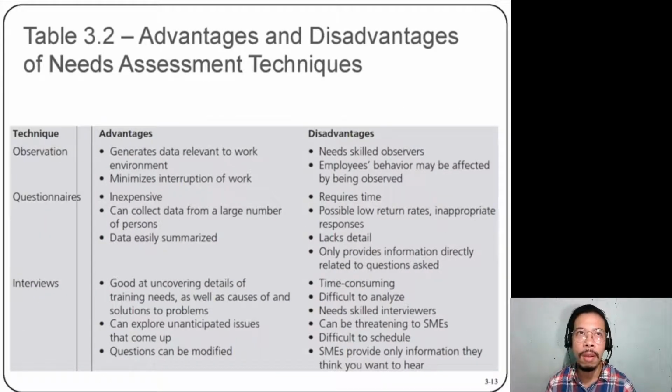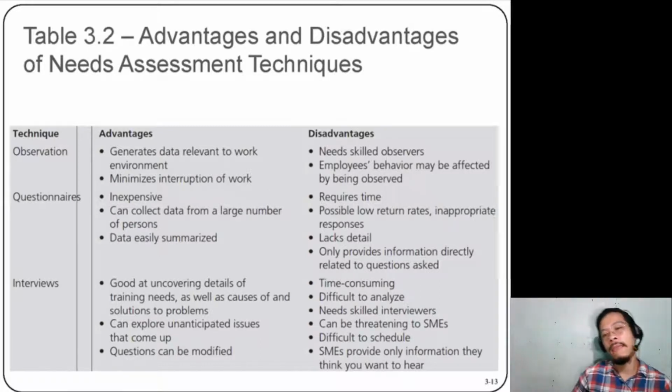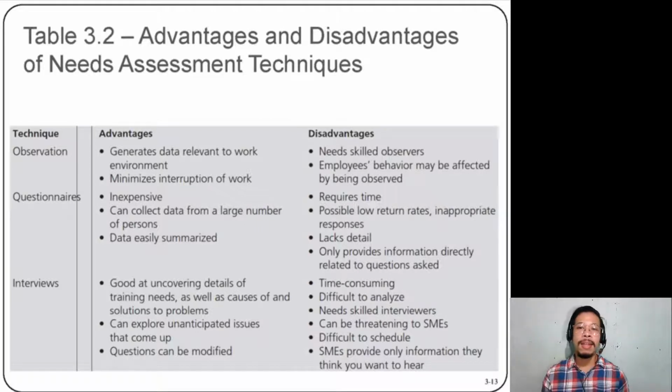So this is just really observing what the people and the organization have been doing. The advantage of this is that it will generate data relevant to the work environment, because it's real life experiences that have been existing in the organization. The disadvantages of this are that you need very skilled observers, and employees' behavior might be affected because they are being observed by strangers, people outside the organization, and this might also be quite costly, right?